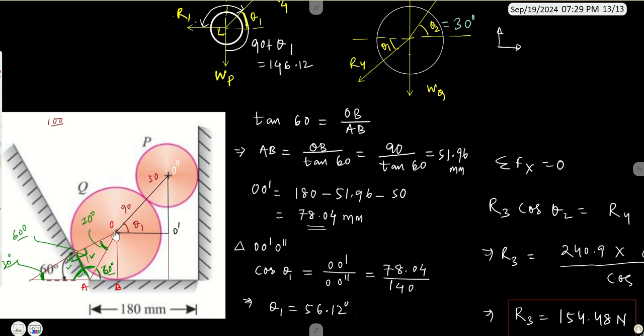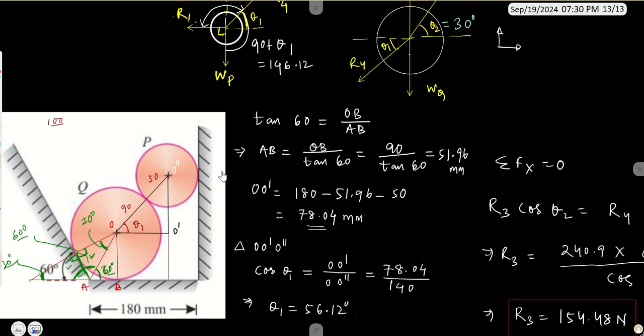So now in this triangle OAB, if I'll be taking tan 60, then of course I can write this as the perpendicular, that is OB divided by AB, right? So that I have written over here, tan 60 will be equal to OB divided by AB, right? Now I was interested to find out the value of AB over here. So AB will be equal to OB divided by tan 60, and OB, we know this one. This is the radius of this particular cylinder, that is Q, and that is given to us as 90 mm, divided by tan 60. So here I'll be getting the value of AB, that is 51.96 mm.